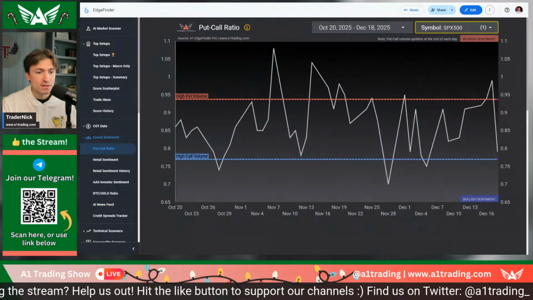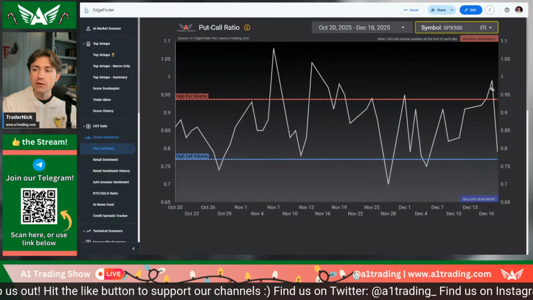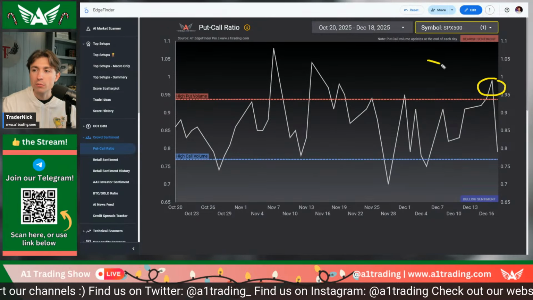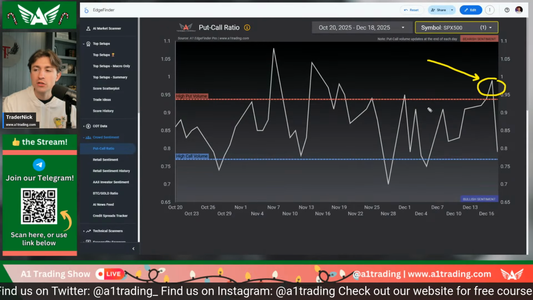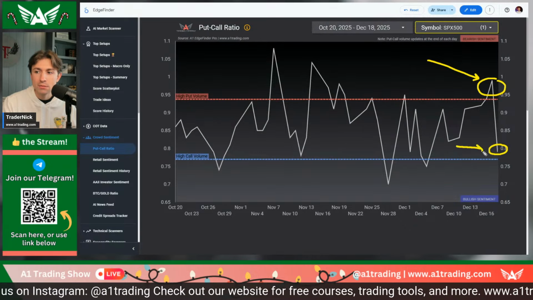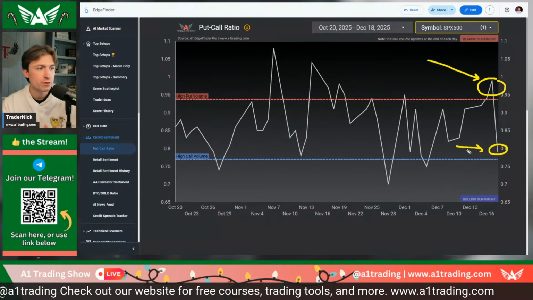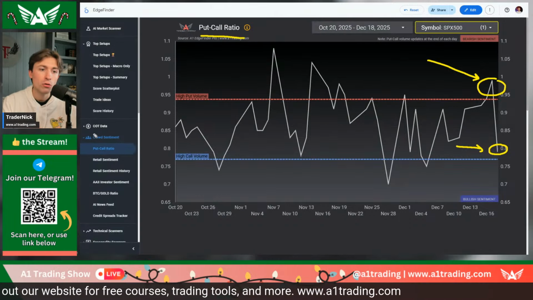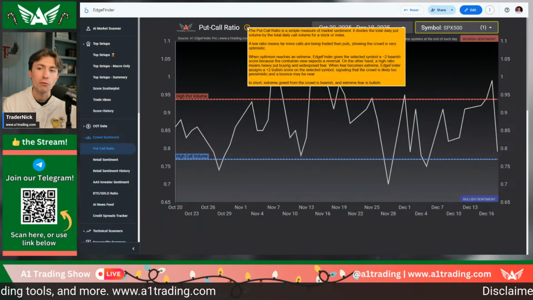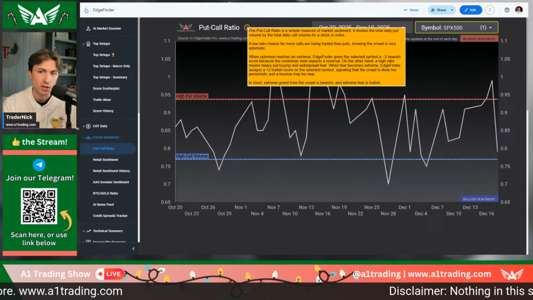Taking a look at market sentiment, check this out. Very interesting. Put call ratio went in one day pretty extreme. We went from people being very pessimistic on this market to yesterday, people starting to get a little bit more optimistic, right? So for new viewers, what am I looking at? I'm looking at the put call ratio. And by the way, if you have Edge Finder, hover over on this, you can actually read what the put call ratio is all about.